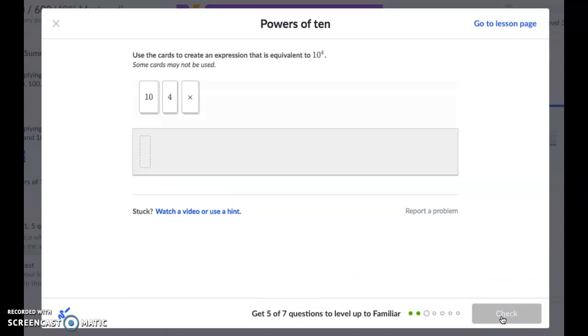Use the cards to create an expression that is equivalent to 10 to the 4th. Okay, so that means I need to have 10 times 10 times 10 times 10. So they're telling you that it's 4 tens. 10 times 10 times 10 times 10.